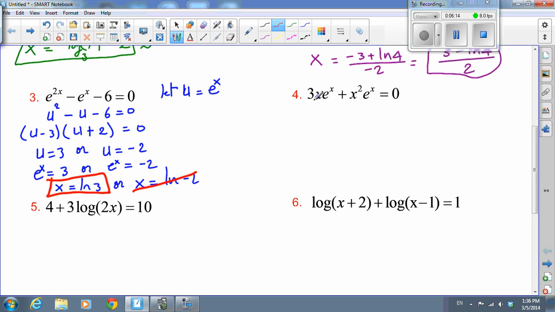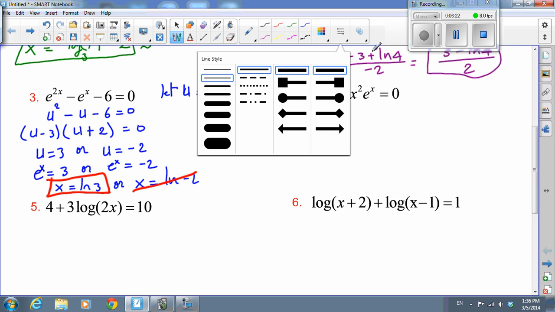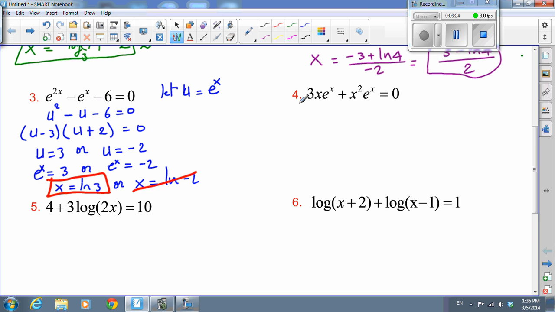Number 4 says 3x e to the power of x plus x squared e to the power of x equals 0. Do not forget that you have algebra skills. Use your algebra skills to first factor something out. Based on what I see, I can factor out x and e to the power of x. So I will take x and e to the power of x out as the common factor. What will be left here will be a 3 plus an additional x, which is equal to 0.